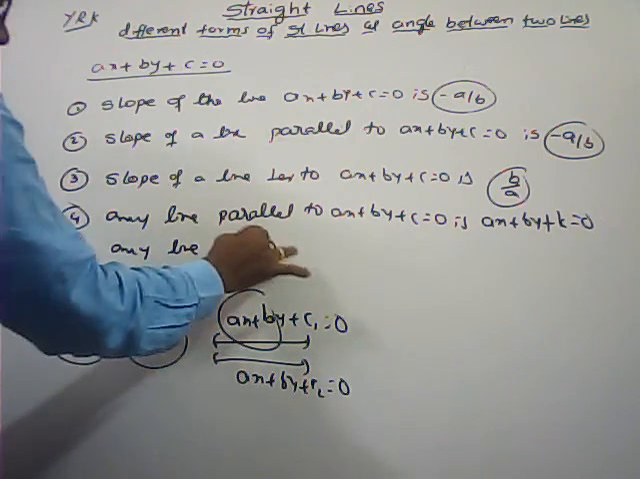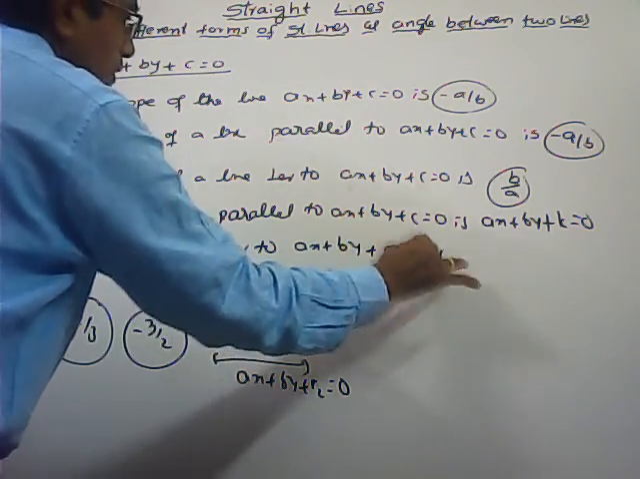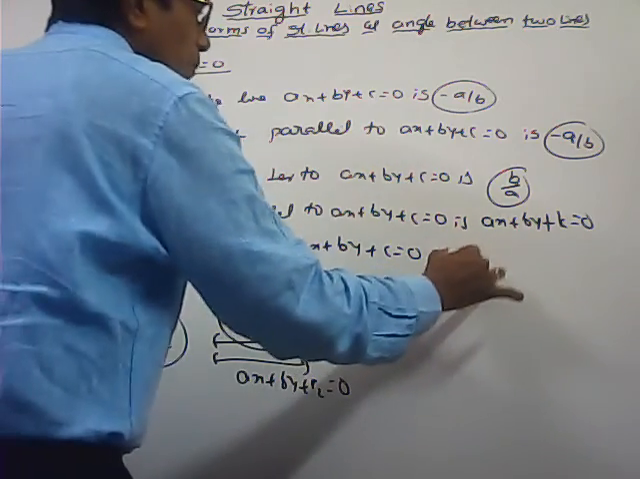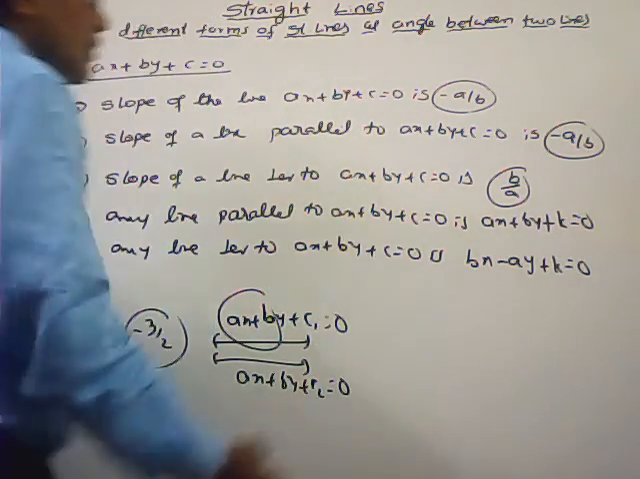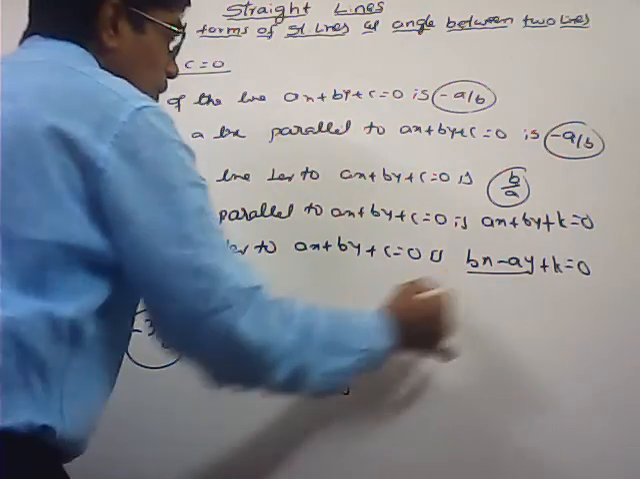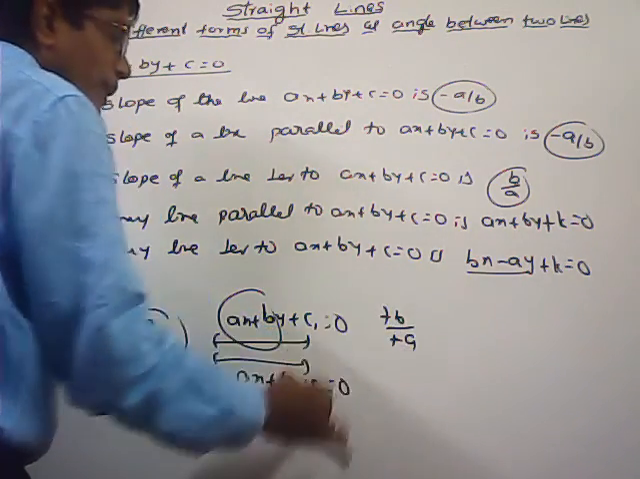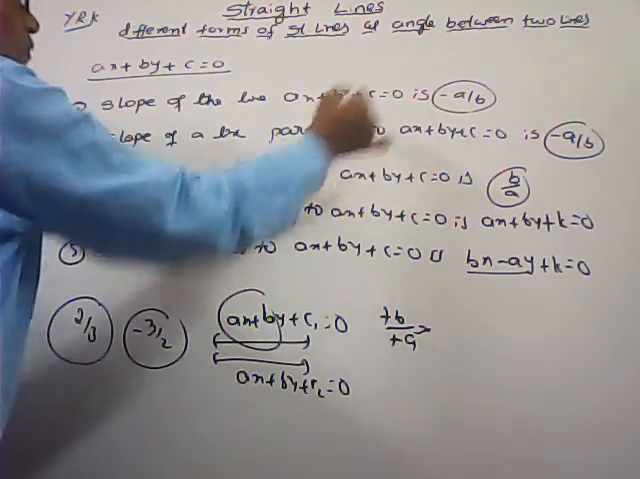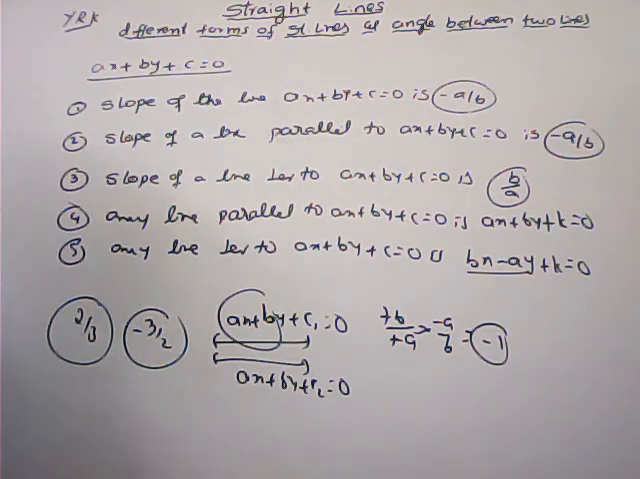Any line perpendicular to ax plus by plus c equals to 0 is bx minus ay plus k is equals to 0. Here what is the slope of this one? Minus coefficient of x by coefficient of y, b by a, and what is the slope of the given line? Minus a by b. So here we are getting minus 1. If two lines are perpendicular, the product of their slopes is equal to minus 1.